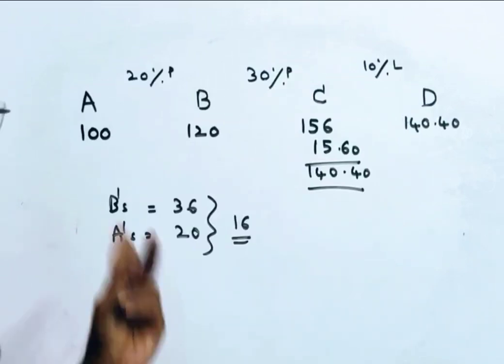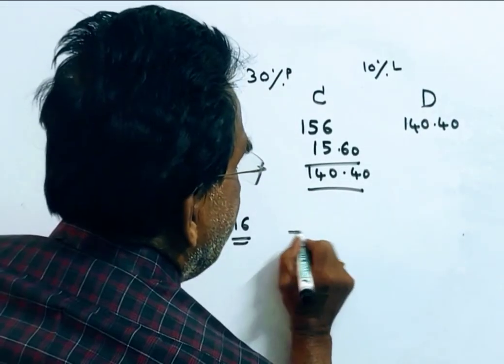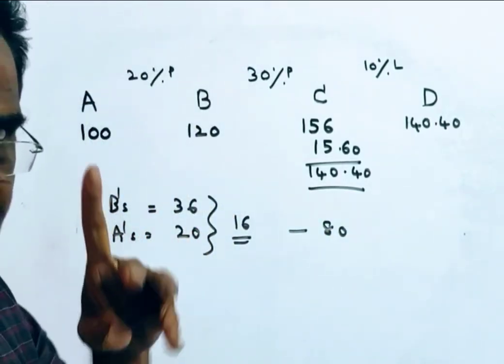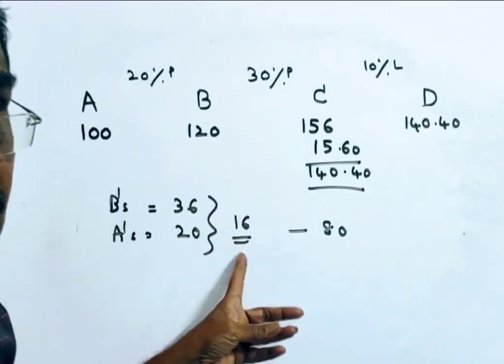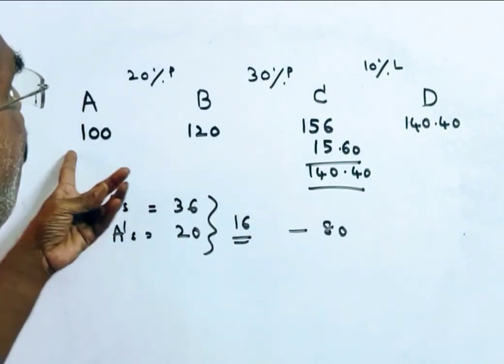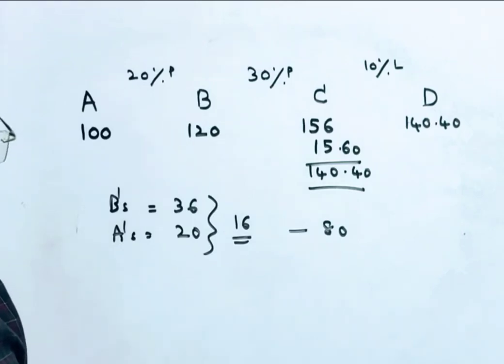But it is given that B's profit is 80 rupees more than A's profit. That is 5 times of 16. So all these prices must be multiplied by 5 to get the actual prices.